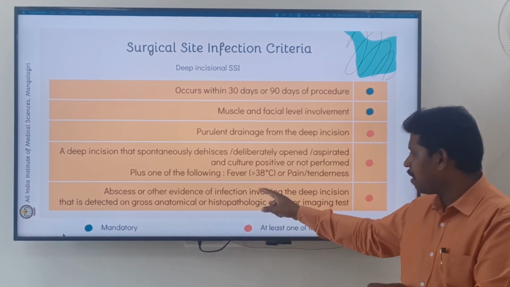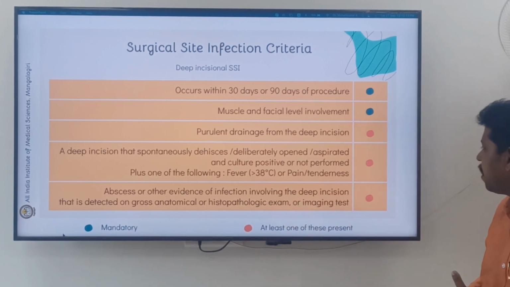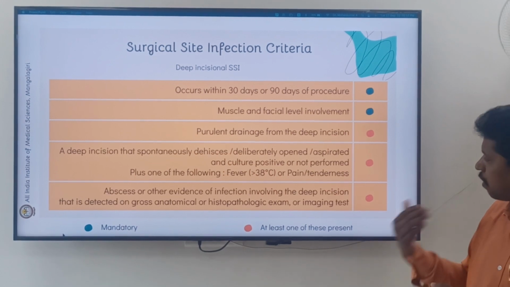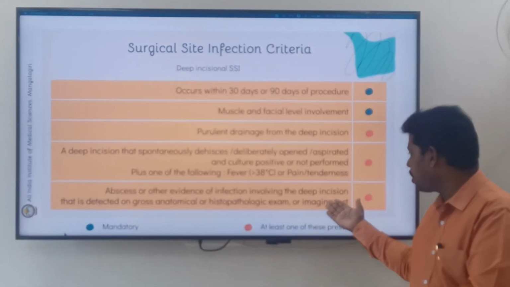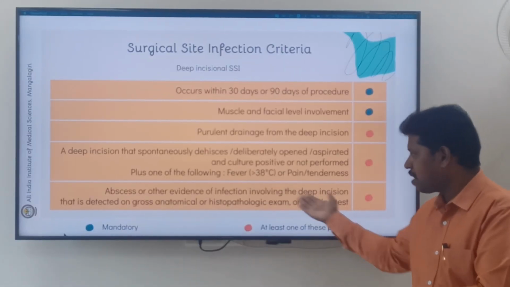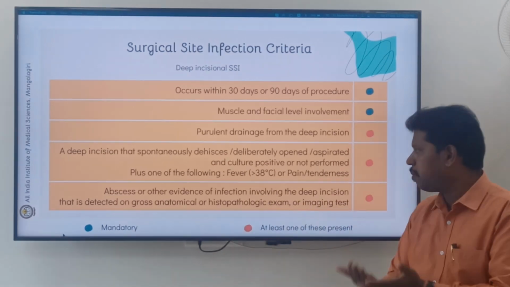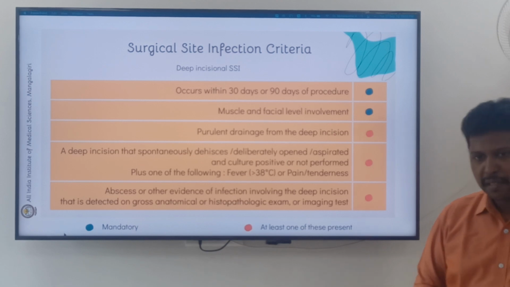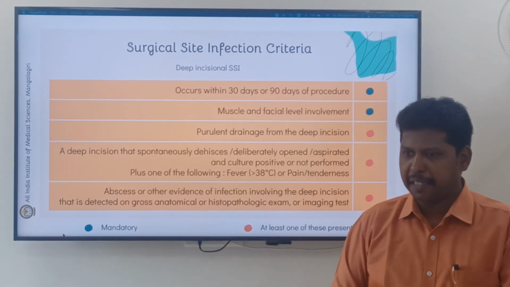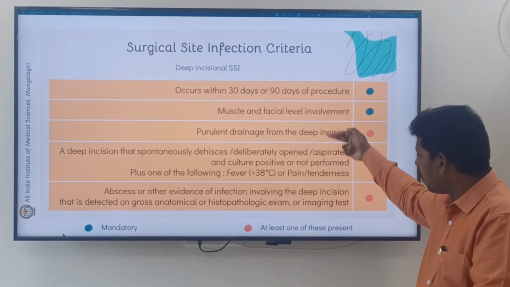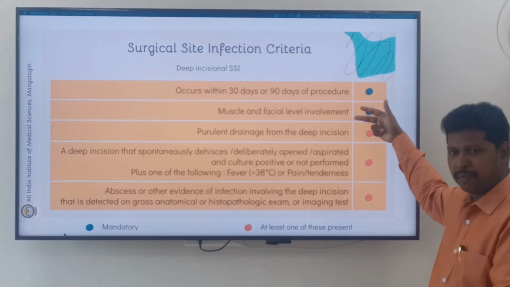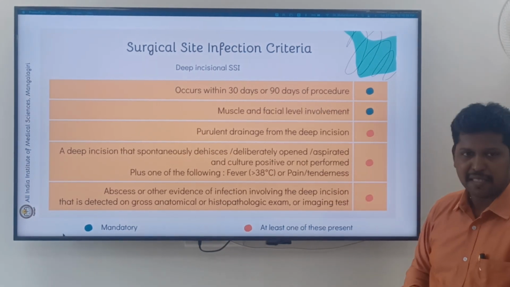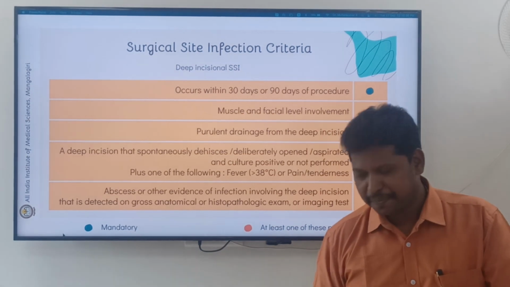Abscess or other evidence of infection involving the deep incision that is detected on gross anatomical or histopathological examination or imaging test. So basically other diagnostic methods, or even by gross looking, an abscess or evidence of infection is located at the deep site. So if one of these criteria along with these two is there, then we will categorize them as deep incisional SSI.